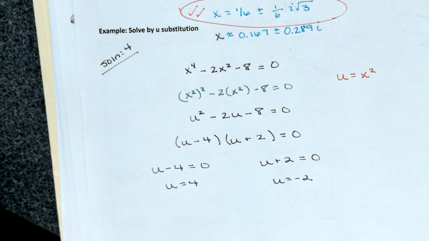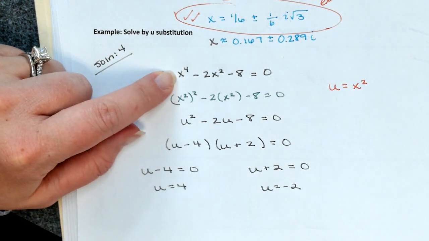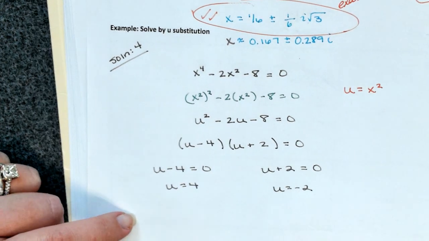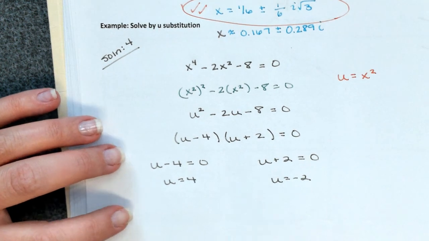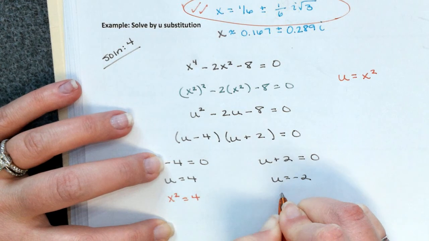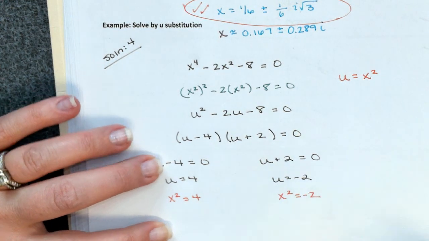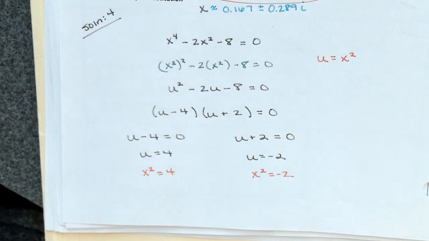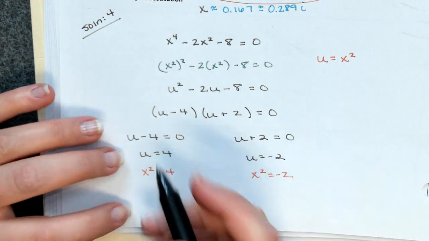I'm not done, though, because did I want to solve for u? No. What variable are you looking for from our beginning? x. So now that we know u is 4 and u is negative 2, now we just replace it and say, oh, but wait a minute. u is x squared equals 4, and u is x squared equals negative 2, and from there you continue to solve. How do you get x alone now? Square root both sides.